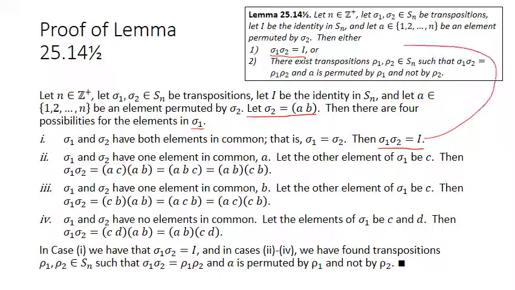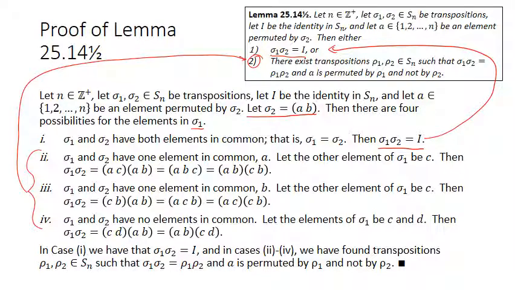Okay, so that's that. All right, and then the other 3 cases are going to give us that second case in the lemma statement. So these 3 here are going to give us this one. Okay, so the other 3 possibilities, so the second and third ones are where sigma 1 and sigma 2 have one element in common, and then that one element could either be A or it could be B.